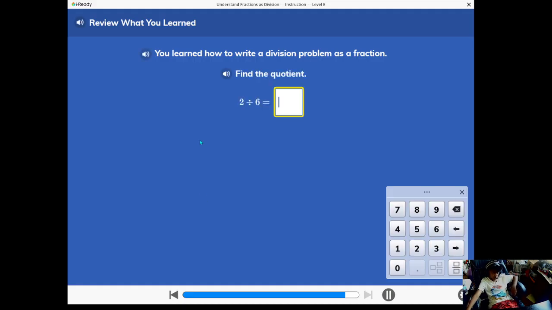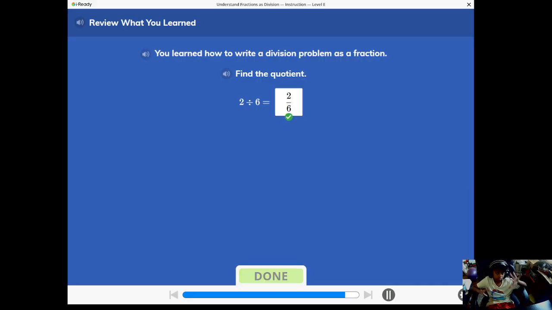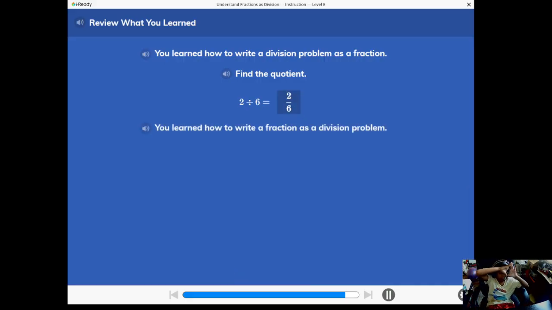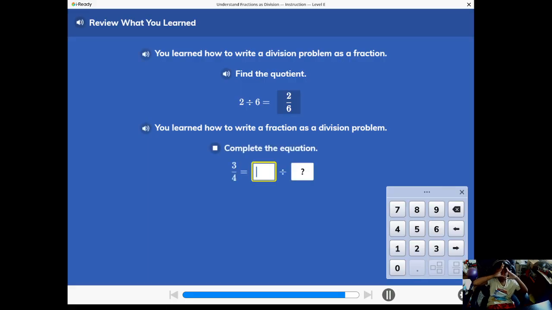Let's review what you learned today. You learned how to write a division problem as a fraction. Find the quotient. 6. You learned how to write a fraction as a division problem. Complete the equation.